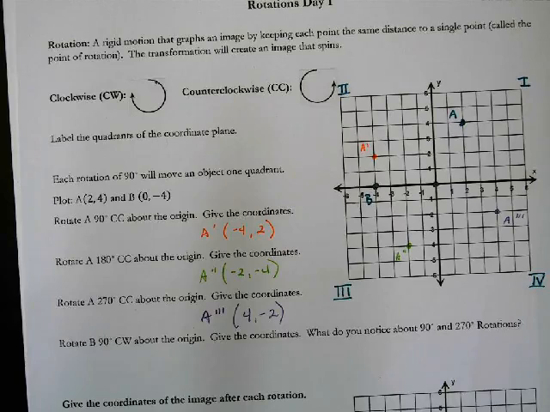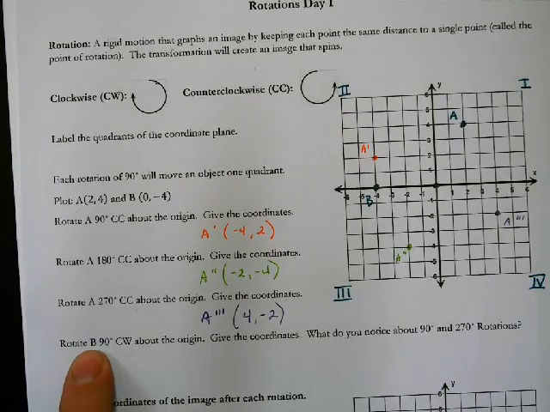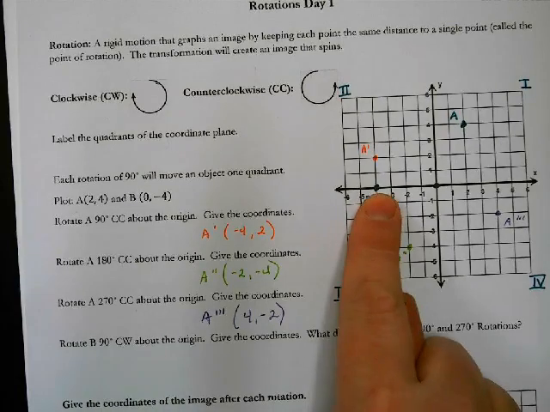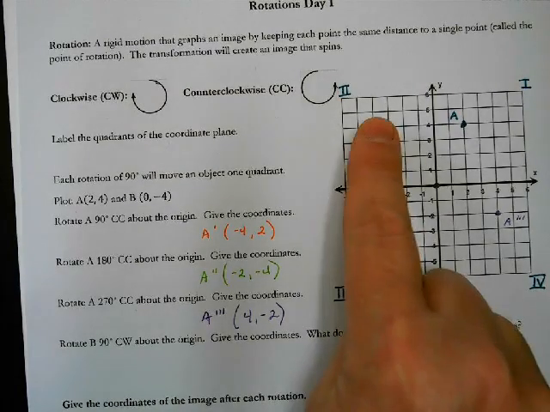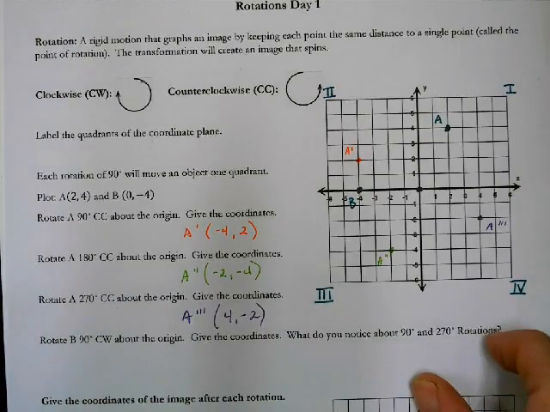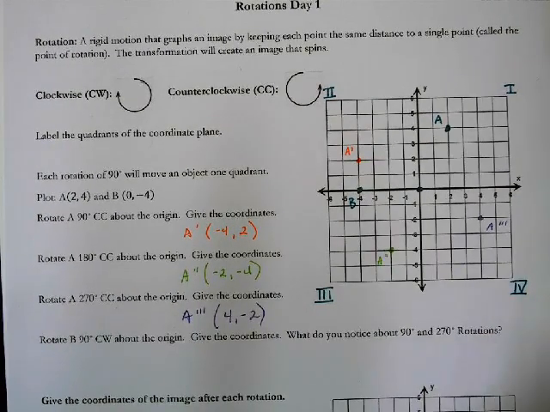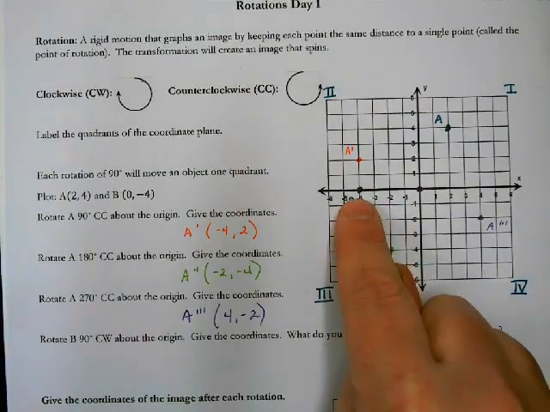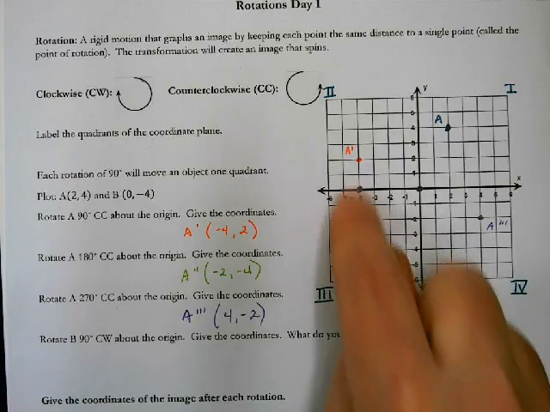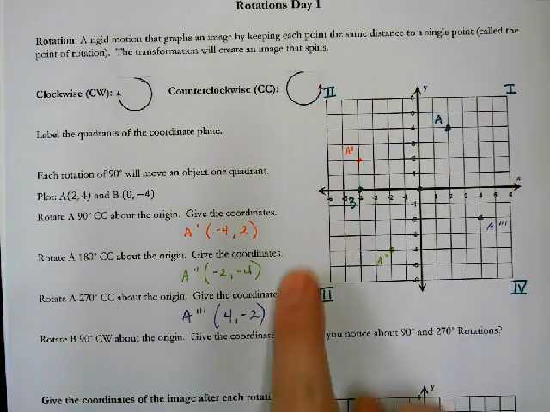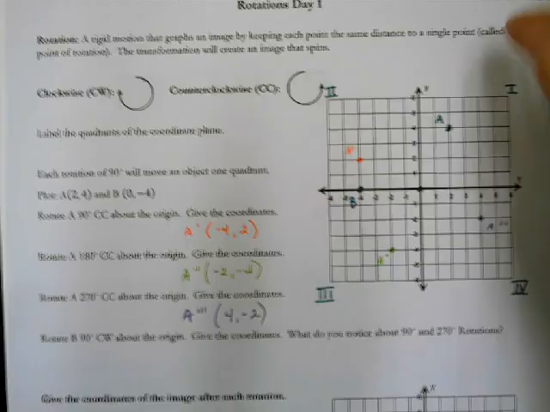All right, rotate B 90 degrees clockwise about the origin. Okay, so here's B. B is between quadrants 2 and 3. It's not in any specific quadrant. So if I go 90 degrees clockwise, I would expect B to end up now not being between 2 and 3. It should end up being between 2 and 1. And I'm going clockwise this time.